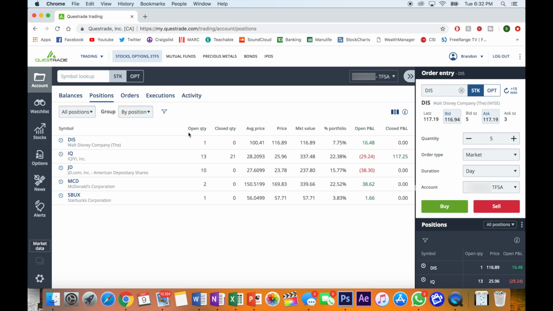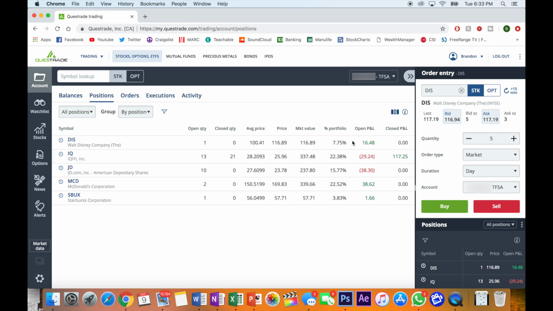This shows us the open quantity. So how many shares we have open right now. Again, I have one share of Disney. We see this 21 down here because I did sell some shares of iQIYI a while back. IQ, the stock that I'm hovering over. So that's the only stock that I've ever sold in this portfolio, and that's what it means to have this closed quantity. Again, the average price that we got into with these shares, the current price, and then the market value of our position. Again, the percentage of the portfolio, and then it's just showing us the profit and loss.